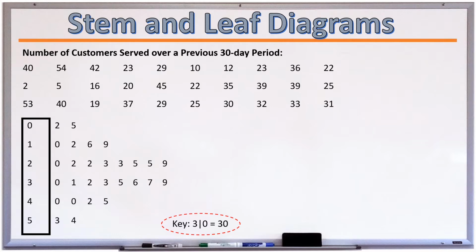As a final step, you would need to include a key in order to ensure that someone else would be able to interpret the numbers in the diagram correctly. So in this case, 3 | 0 would be interpreted as the number 30.